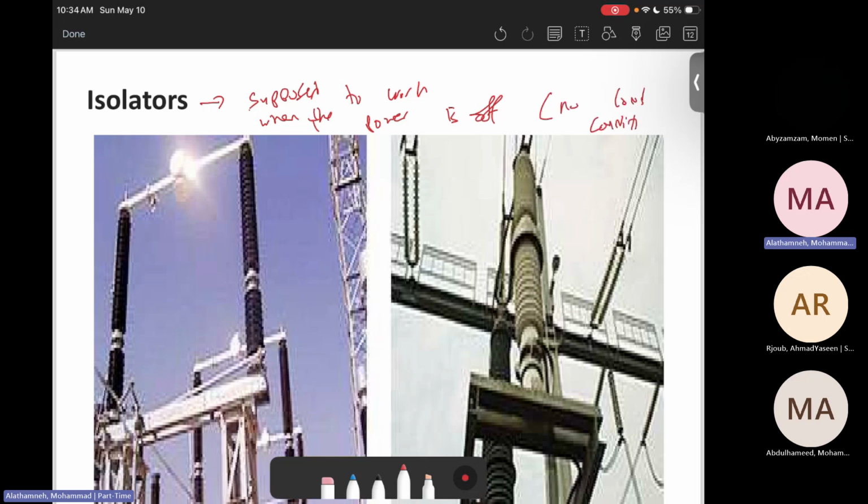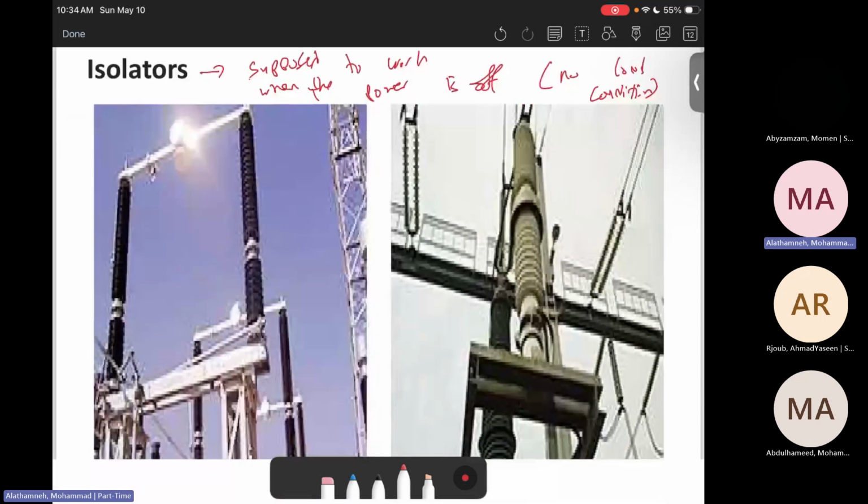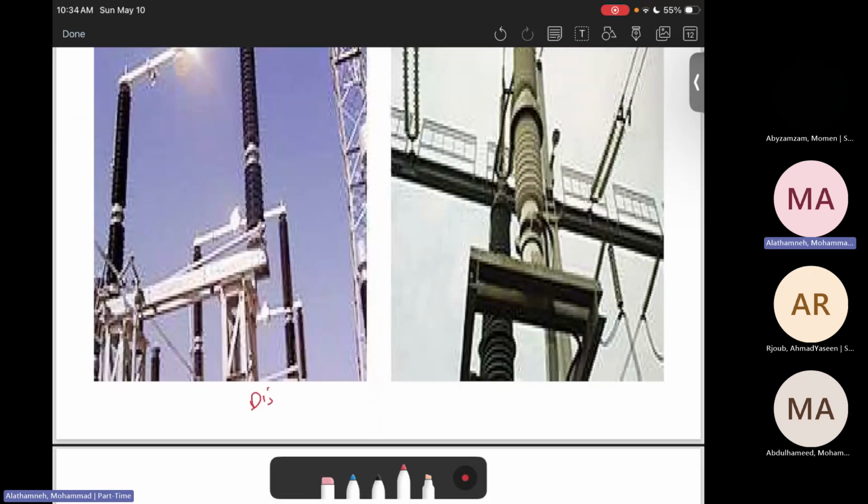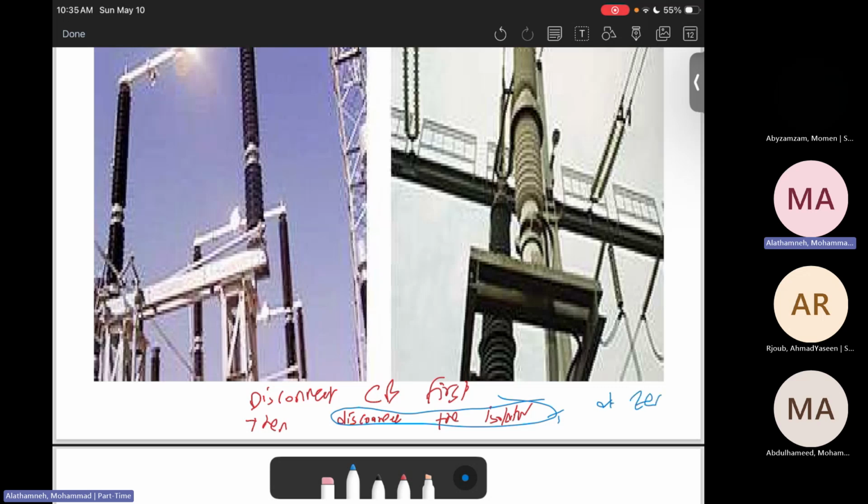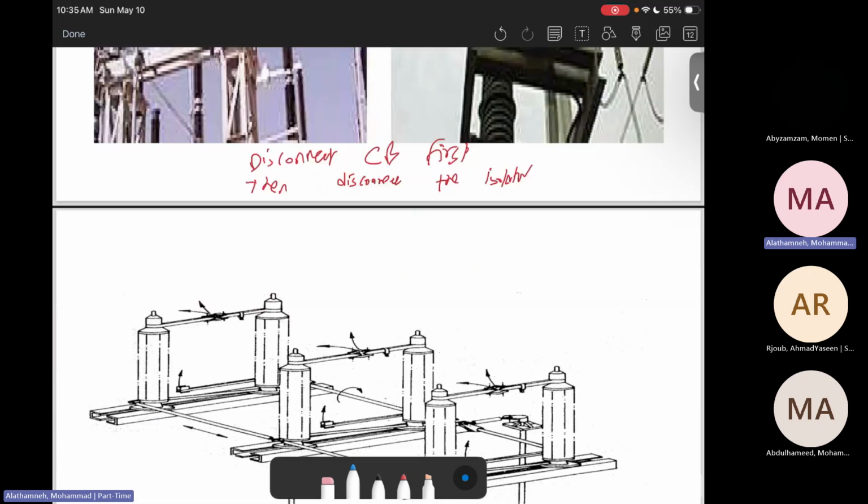So the first thing, before turning on the isolator, we need to disconnect the circuit breaker first, then disconnect the isolators. So the procedure: disconnect the circuit breaker first, then disconnect the isolators. So we need to make sure the isolators are being disconnected at zero current. Otherwise, it will cause some damage to the equipment, which is unnecessary, and we don't want this.